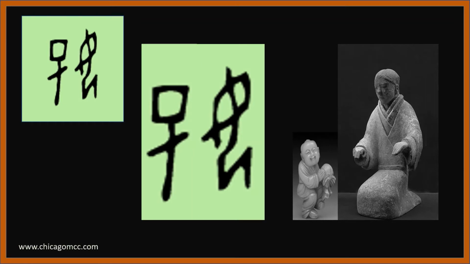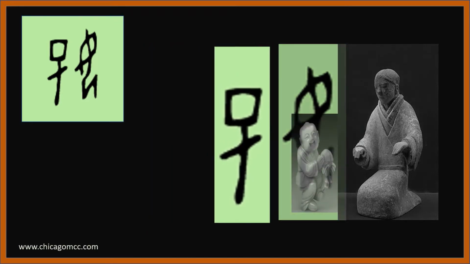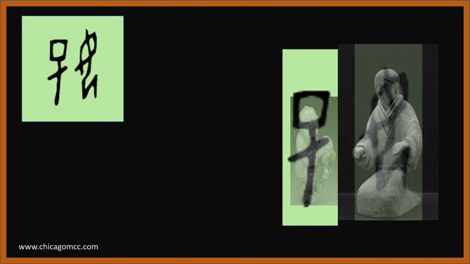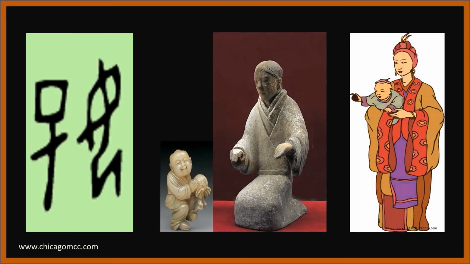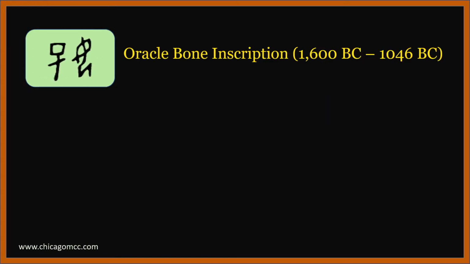So this character has 2 implications in ancient China. 1, a mother was taking care of her child. 2, a mother was holding her newborn baby. So the meaning is that a mother taking care of her child is a good mother, or a newborn baby represents the start of a good life. This is how the character hǎo was formulated over 3,000 years ago.